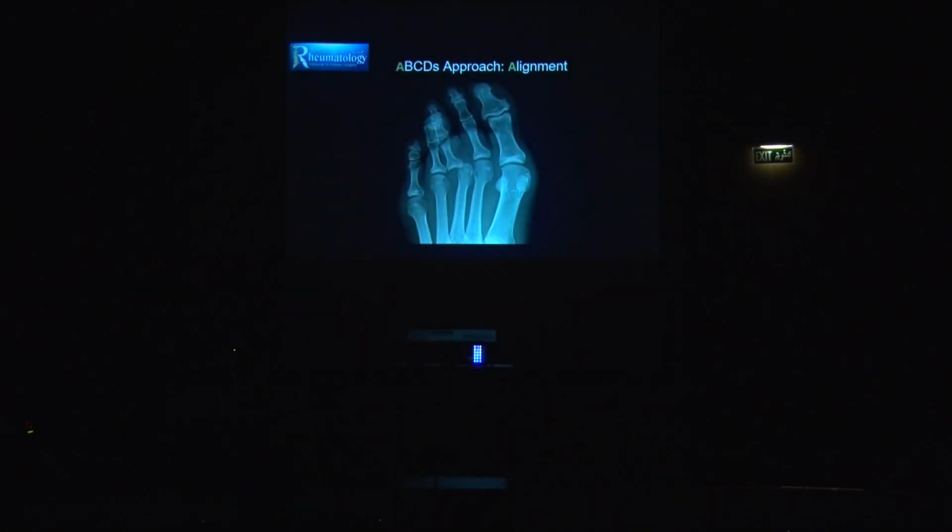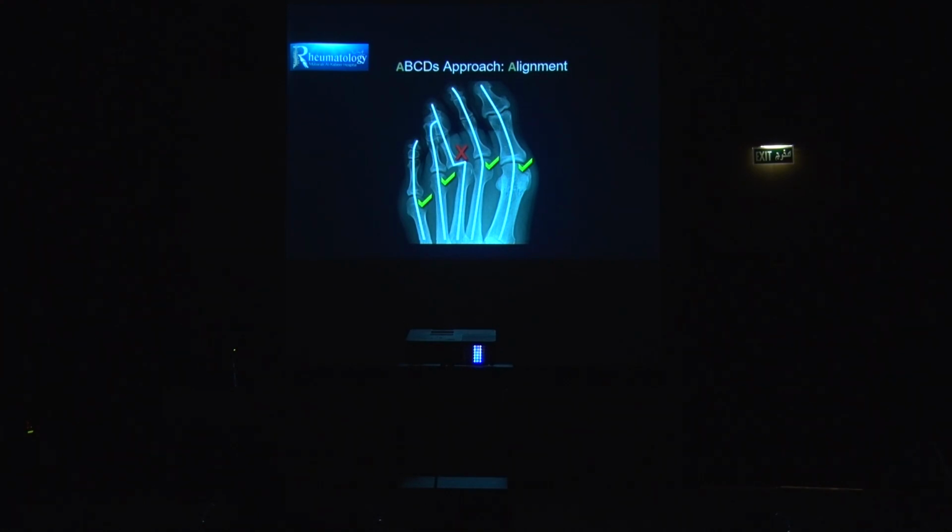Right, so now we come to the ABCDs approach. So you order a joint X-ray, now you want to read it. So the first thing we look at, A, is alignment. So alignment refers to the way the axes of the bones line up in relation to each other. So the adjacent bones, you see the long axis of the bones that are adjacent to each other, if they're aligned or not aligned.